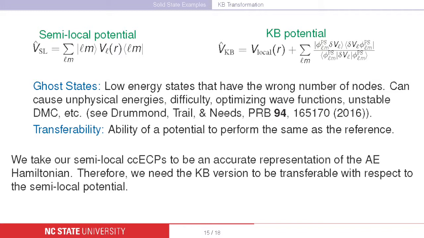In addition to ghost states, because this transformation is not exact, it's only exact for a particular atomic state. If you're trying to use the potential in a different atomic configuration or a molecule, they may not behave the same. So there are issues that come up with transferability, namely the ability of this Kleinman-Bylander potential to behave like the semi-local potential. These are things that you need to keep in the back of your mind.